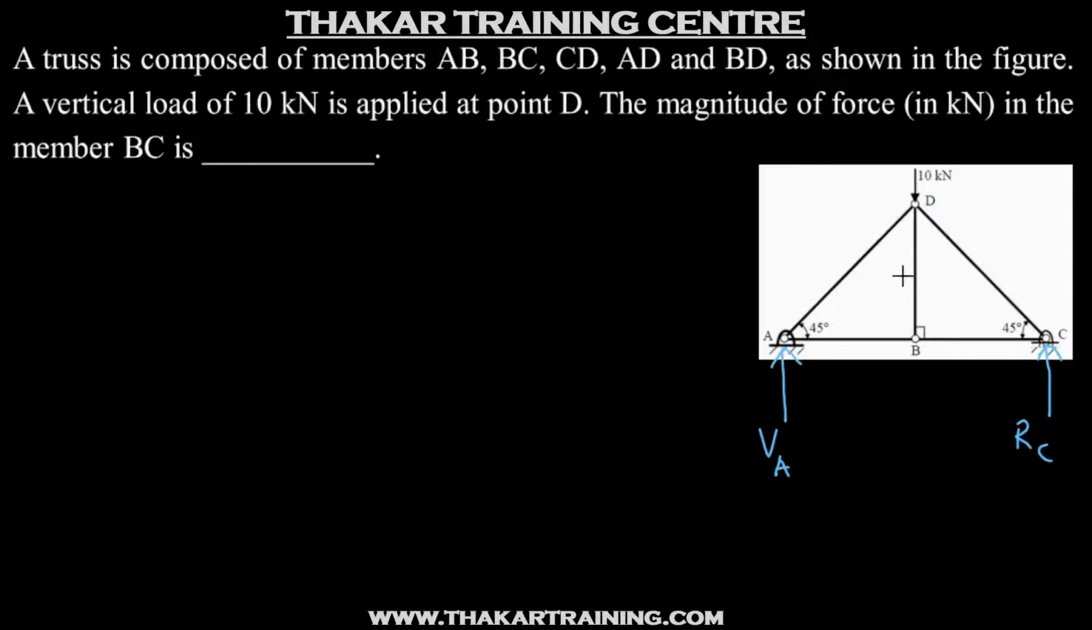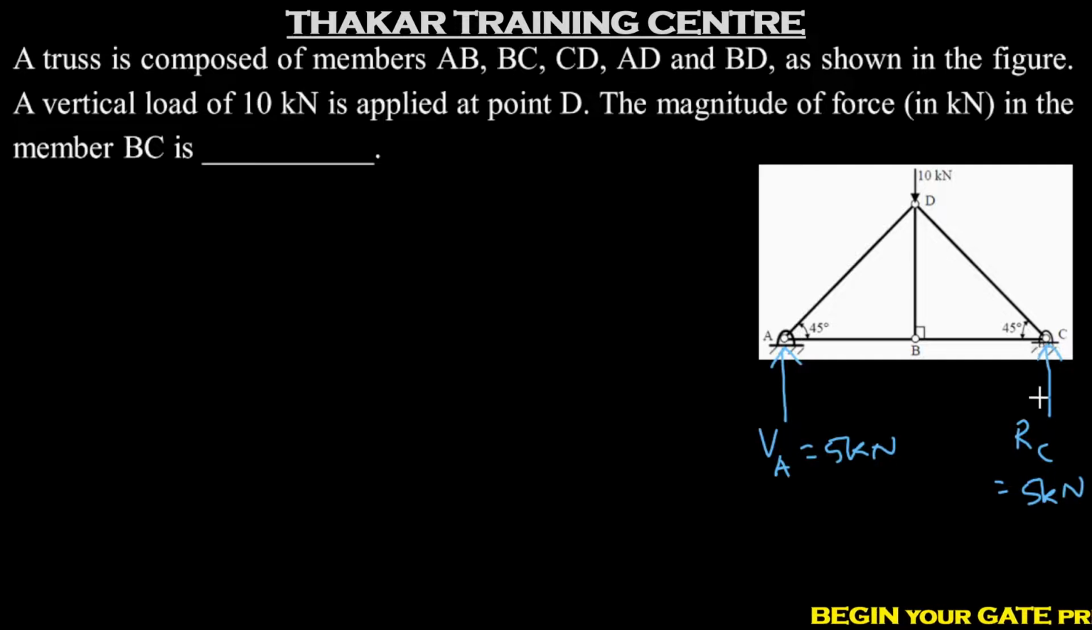Now once again, when you look at this diagram, we see that it is a case of symmetric loading. So both these reactions should be equal. Both of them add up to 10 kN. So each of them will be equal to 5 kN. So now we have found out this force, we will be able to apply Lami's theorem at joint C.